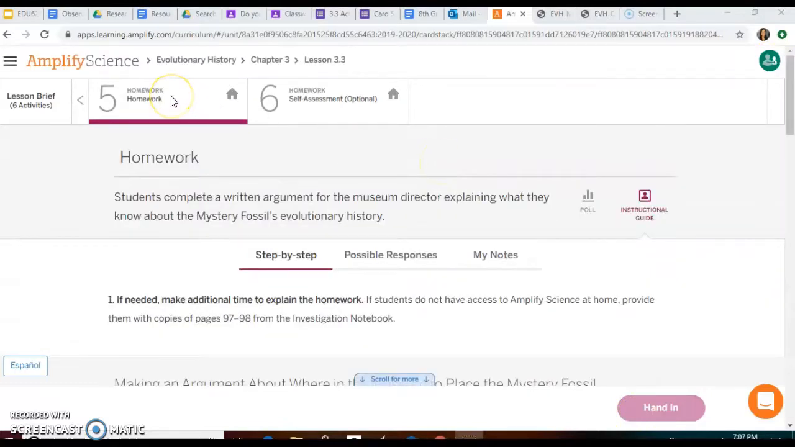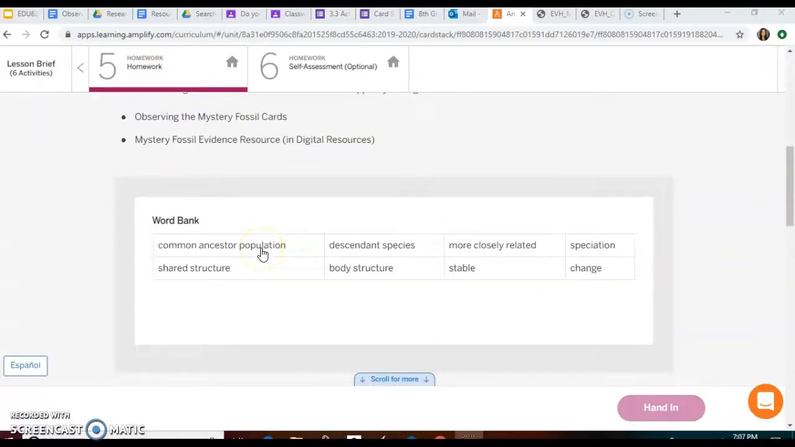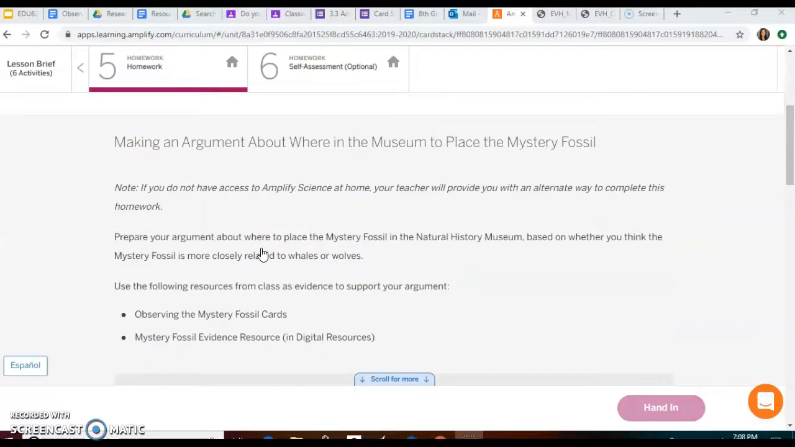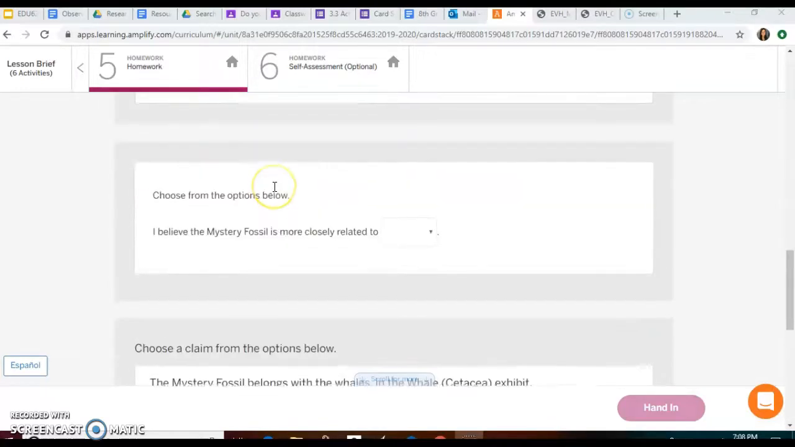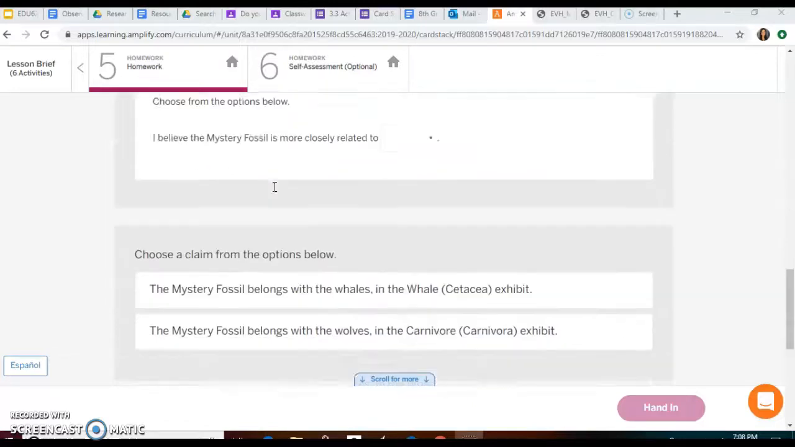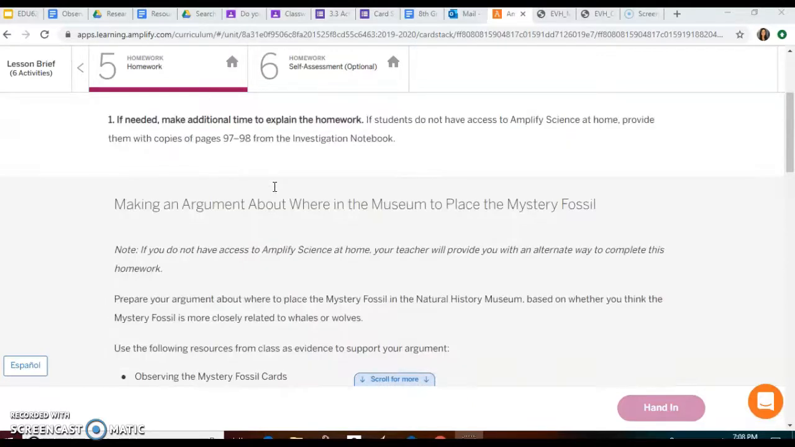Alrighty, and then the number 5 assignment is where you're actually writing up which claim you pick and your evidence to back that up. You have plenty of things to look at. Remember, you have the resources, you have the cards. With that Google form, hopefully you got some out of that. You should be able to access it even though you submitted, so you can look at the pictures and the evidence cards. Sorry, I scrolled all over the place.